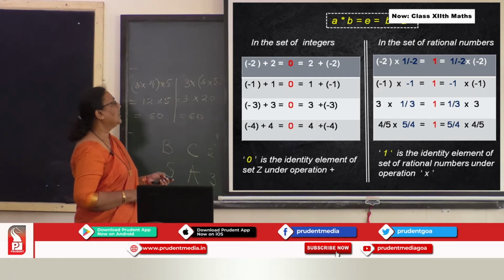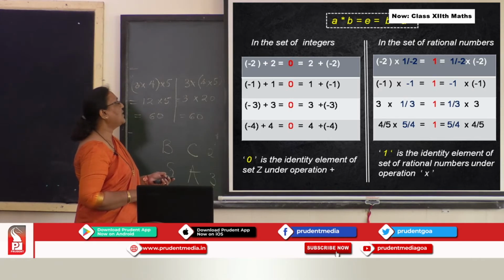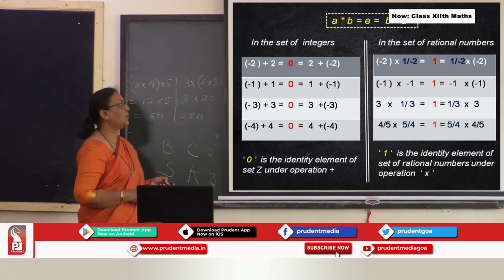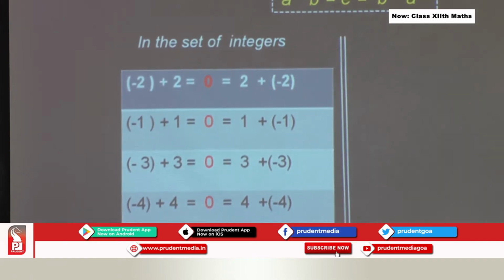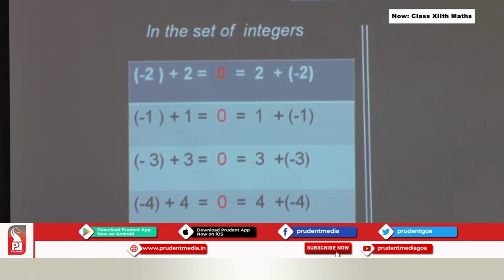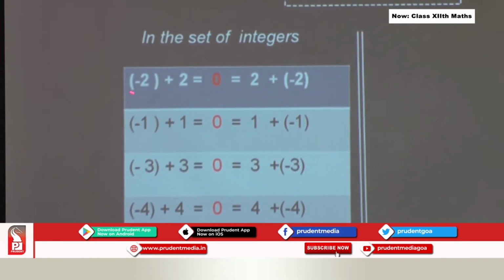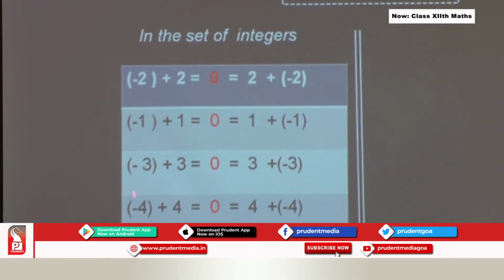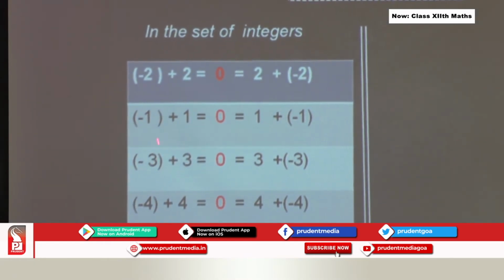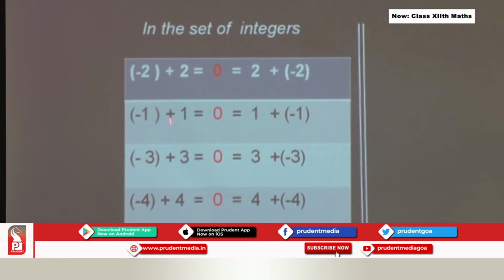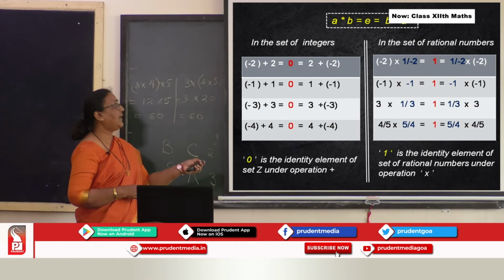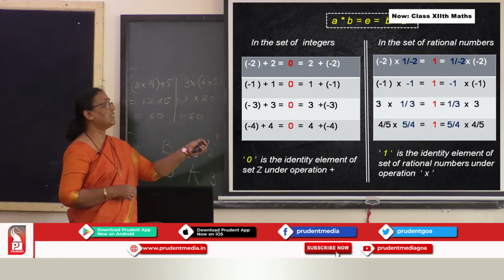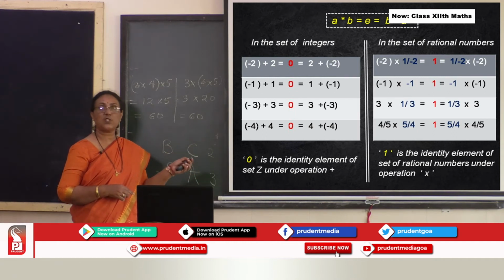Now see, minus 2 plus 2 is 0, and 2 plus minus 2 is also 0 in the set of integers. Have you all observed this? You take all the numbers in the set of integers and you add one element such that the answer is the identity element. The identity element of the set of integers is 0. That's why we can proceed further.